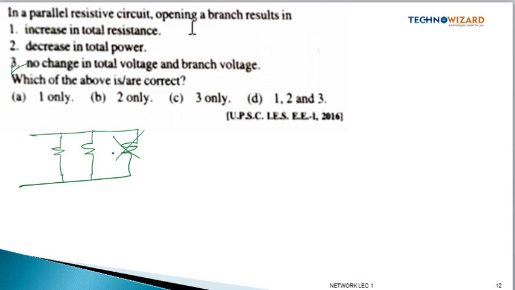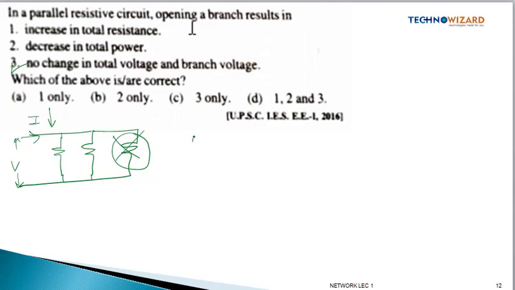If one branch is removed also, then the voltage across these, or the branch voltage, will remain the same. So this option is right. And the current flowing through this is I. If this resistance is removed, then the current will decrease.